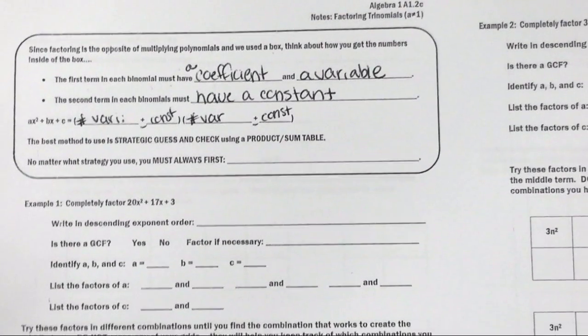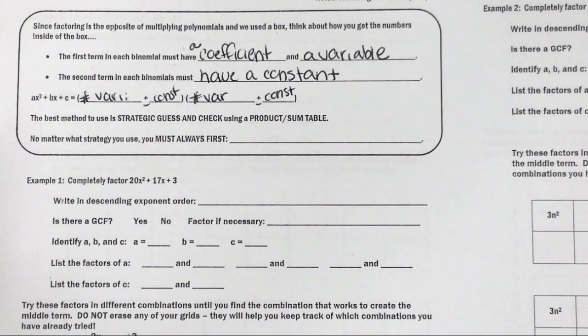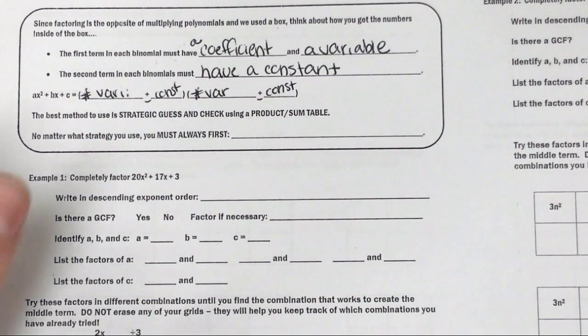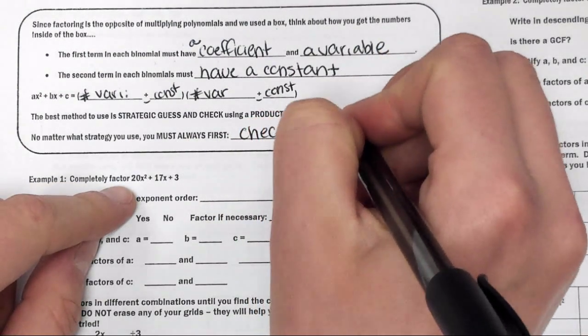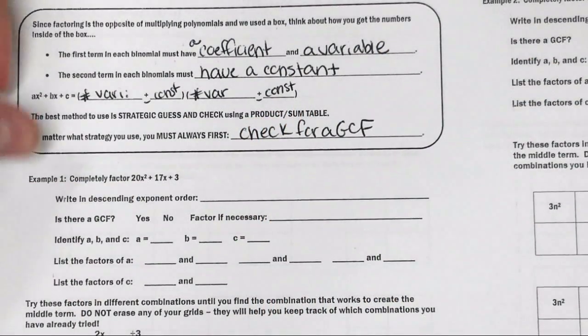The best method to use is strategic guess and check using a product and sum table. No matter what strategy you use, you must always first check for a GCF.